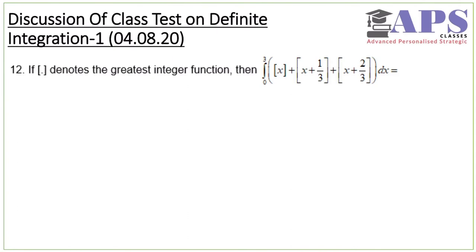In question number 12 also we apply the same property. So when our x lies between 0 to 1 by 3, our box x becomes 0, box of x plus 1 by 3, x plus 1 by 3 is 1 by 3 to 2 by 3, that is also 0. This is 1 by 3 to 1, that is also 0. When I take 1 by 3 less than x less than 2 by 3, then we get this is 0.